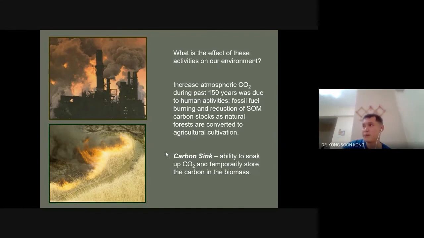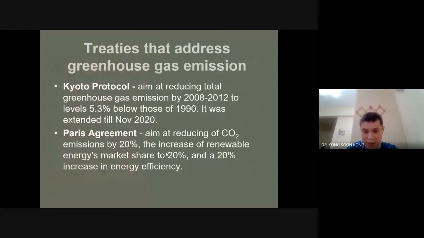So far, people haven't really successfully converted carbon dioxide into something that can store. But naturally, photosynthesis is one way that carbon dioxide can be trapped in the organic matter. And when they are being stored inside the soil as soil organic matter, that is actually one way to counter global warming and climate change. Yeah. So that's why carbon sink comes up, because soil organic matter can store carbon in the soil.